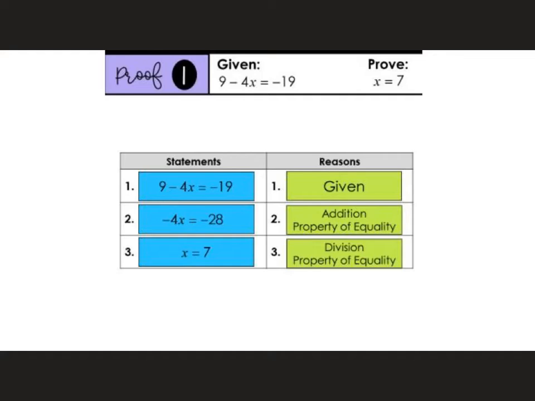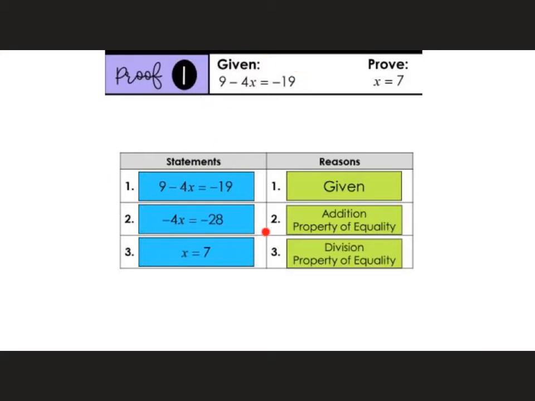I'm just going to talk you through it, and we can see what I mean by proving our steps. We already know how to solve equations, and we've talked about what steps to take, and we've also talked about properties of equality. We're going to put those two topics together and prove how we solve our equations. When we start with an algebraic proof, we're always given something. In this case, we are given 9 minus 4x equals negative 19, and it says right here, given.